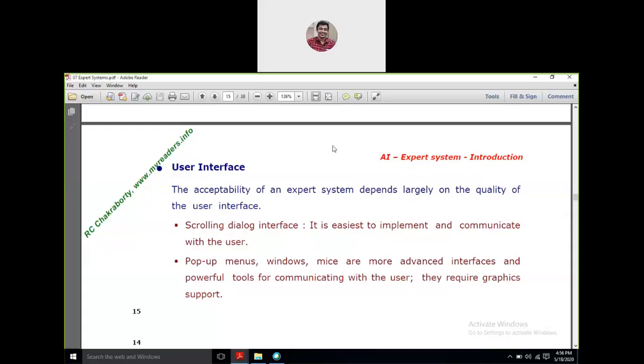Now, some of the primitive expectations for a user interface are that they must have a scrolling dialog interface. They must have pop-up menus. Then some of the better interface windows, right? And they can have a certain amount of graphics also to put up a better feature or a better user experience. So user interface is also one of the very important features of the expert system that is to be taken care of, right?